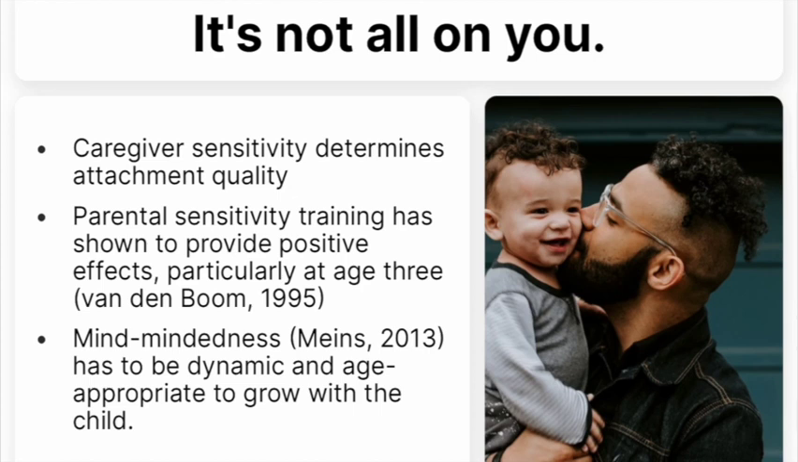We know this because parental sensitivity training has been shown to provide positive effects on attachment security, especially for children around the age of 3. So this concept of where the parent intuits and knows what the child needs is called mind-mindedness. And there's also an argument to be made that this mind-mindedness has to be dynamic and age-appropriate as the child grows. You can't just always feed them when they smile at you, right? Parenting should include, eventually, setting boundaries and teaching problem solving and also respecting a child's privacy.